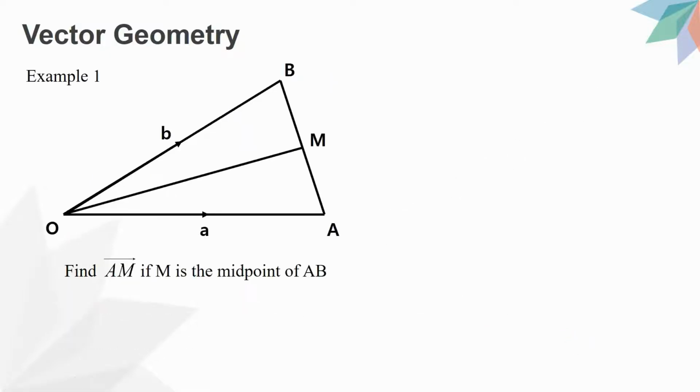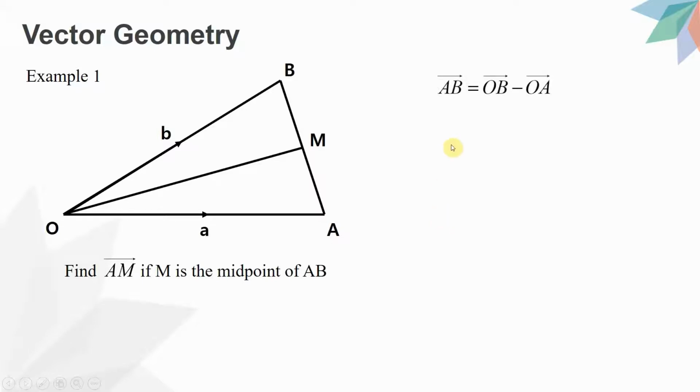Okay, so let's look at some examples. So the first example here, we have a simple triangle with OA and OB, and we are asked to find vector AM, where M is the midpoint of AB. So the first thing we need to find is vector AB.